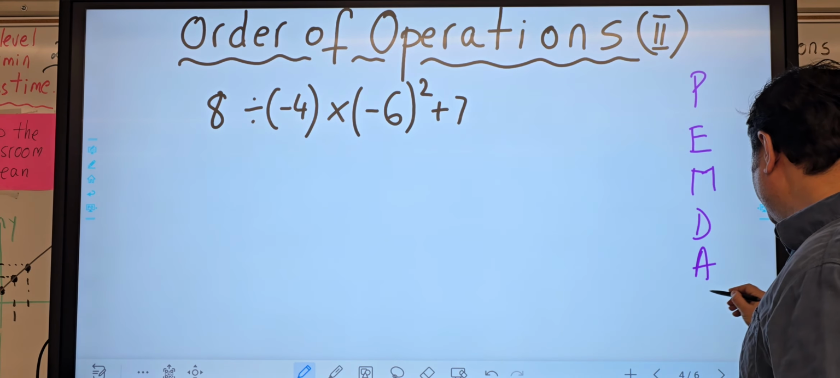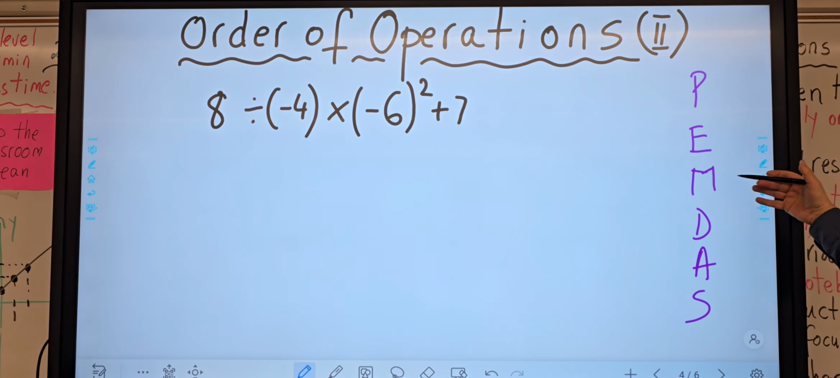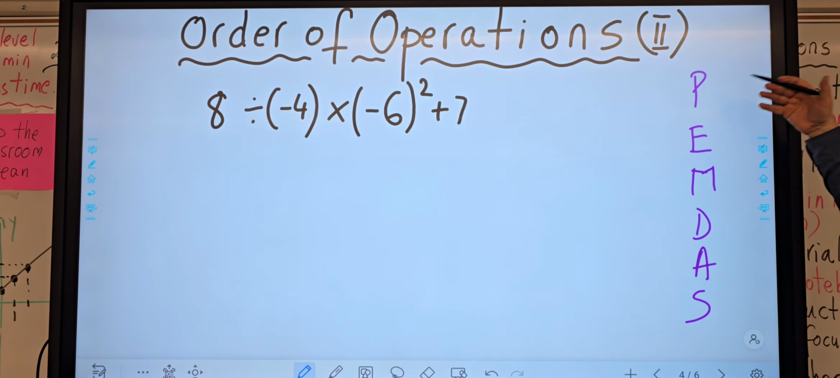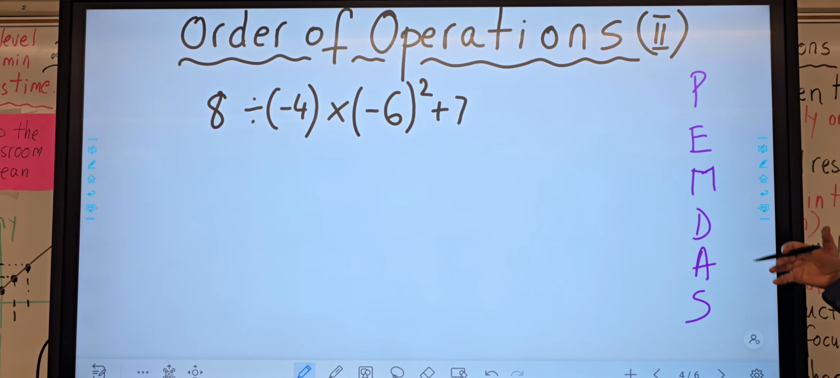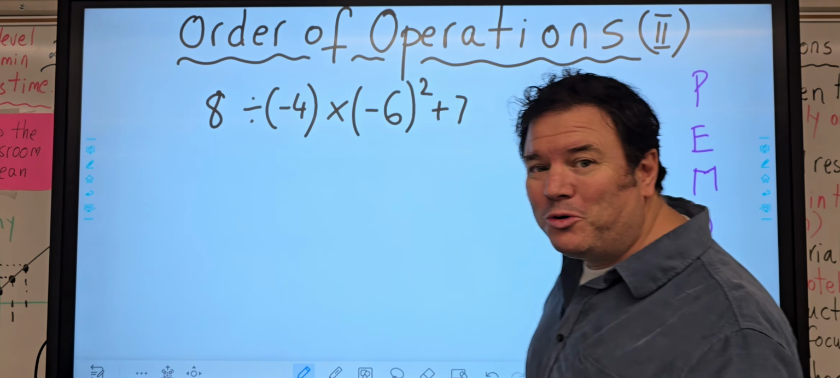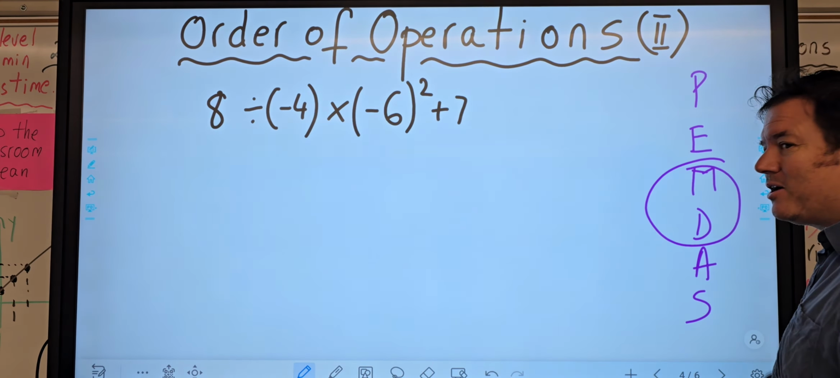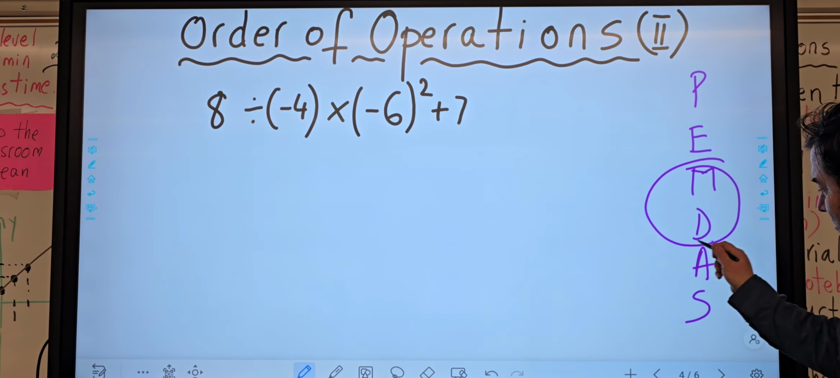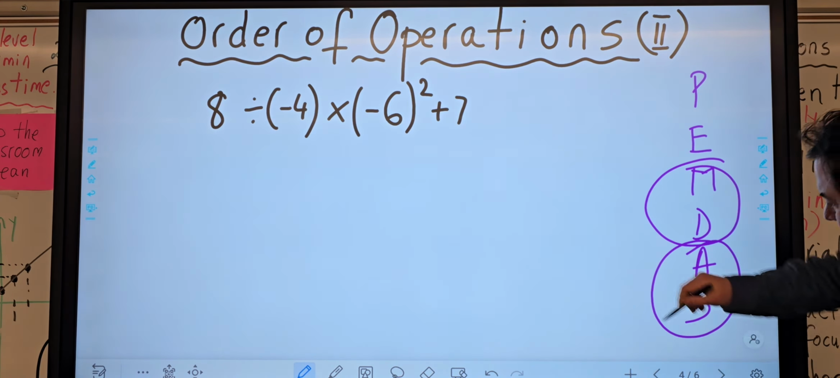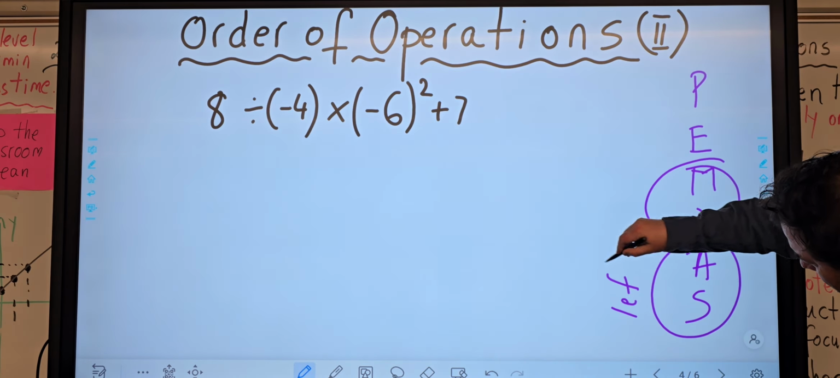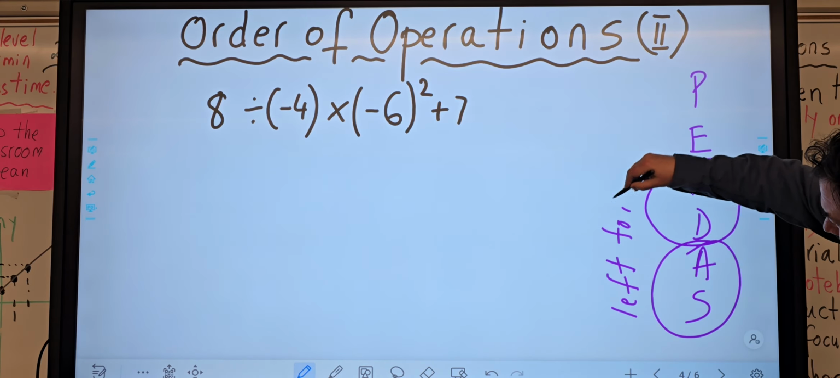PEMDAS. Okay? Please excuse my dear Aunt Sally. One more time. Please excuse my dear Aunt Sally. And remember, when we have the multiplication and division next to each other, we are going from left to right. And the same we do with addition and subtraction. We are going from left to right.